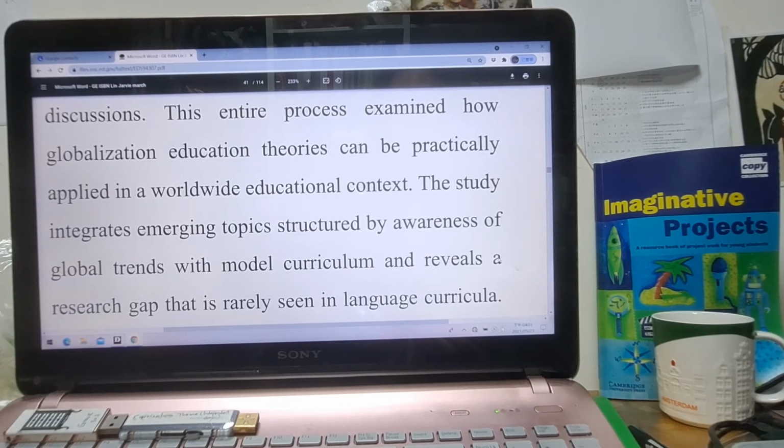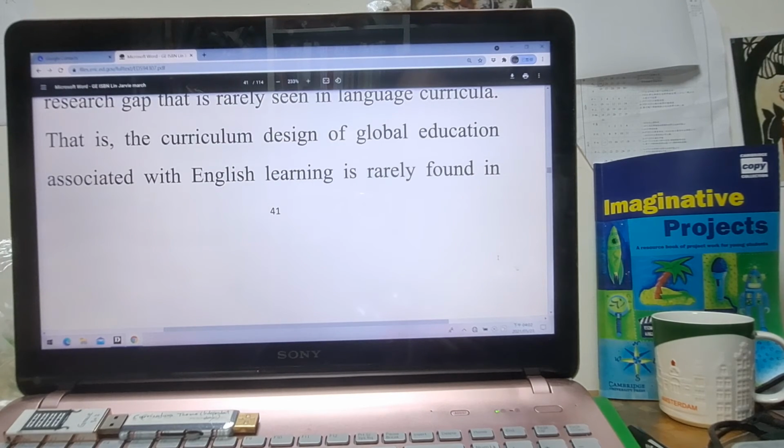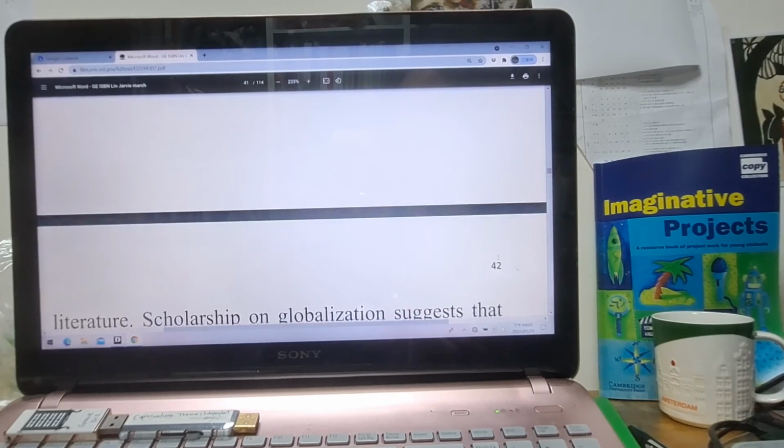The study integrates emerging topics structured by awareness of global trends with model curriculum and reveals a research gap that is rarely seen in language curricula everywhere. That is, the curriculum design of globalization education in this study associated with English learning is rarely found.